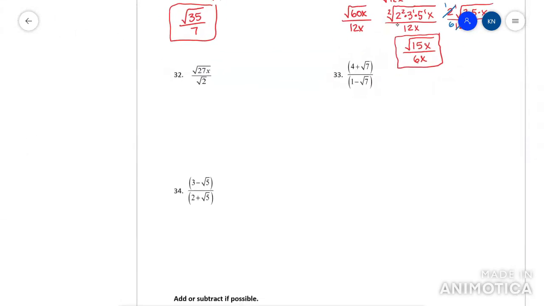Okay, the next one. Times by root 2 over root 2 to rationalize the denominator. So you end up with root 54x over 2. Break down root 54. That's going to be 3 cubed times 2. So 2 to the 1 times 3 cubed.